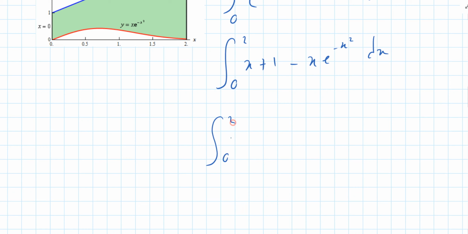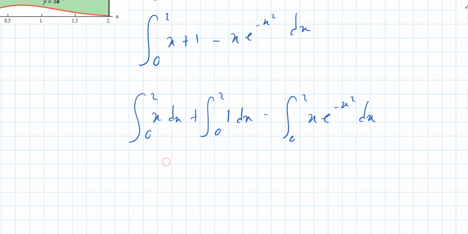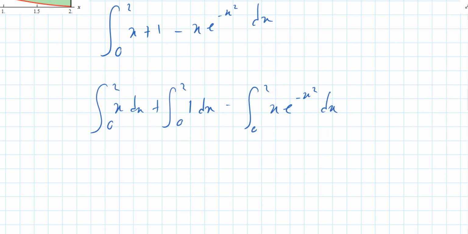And remember, this can be then written as integral of 0 to 2 x dx plus integral of 0 to 2 of 1 dx minus the integral of 0 to 2 x e to the minus x squared dx. Alright, and then we go on to integrate all of them.